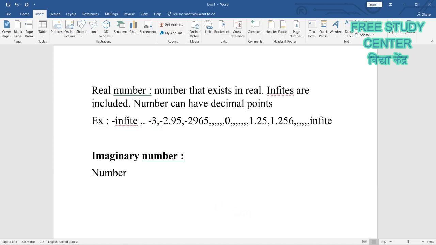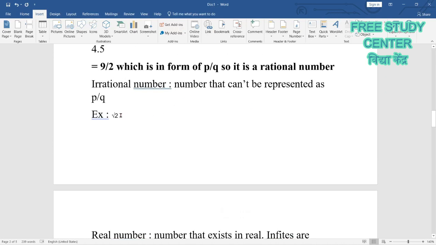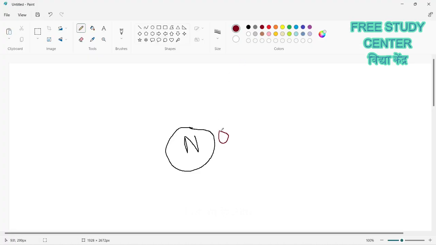Some numbers do not exist, and examples are like the square root of minus 2, which is not possible. If you find the square of a number, that is always positive, so these are the imaginary numbers. They don't exist, and we can only imagine these numbers. When you read complex numbers in your 11th or 12th class, you will read about these. The square root of minus 1 is defined as iota, which is represented as i, and you will read that part.